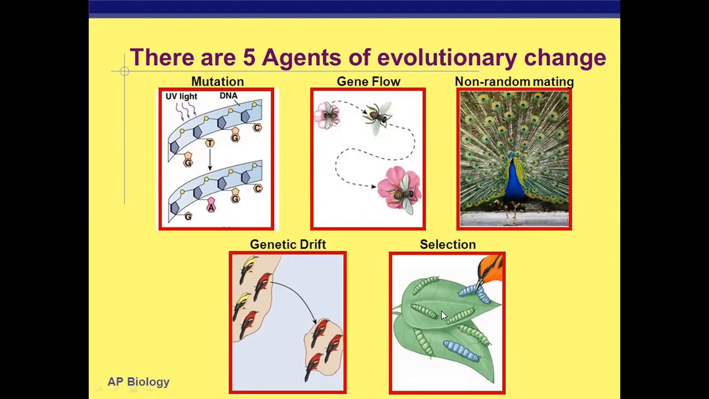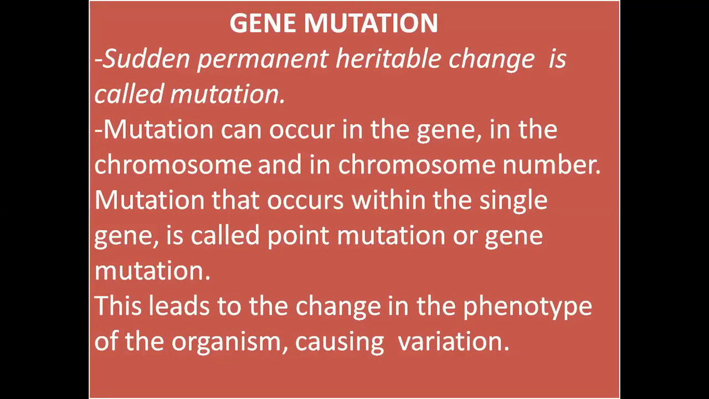Then selection: certain organisms select certain species only. This is called selection. We are going to study them in detail in the next slide also. So don't bother if you do not understand, or if your concept is not clear, it will be cleared in your next slide. As you study further, your concepts will become clearer.